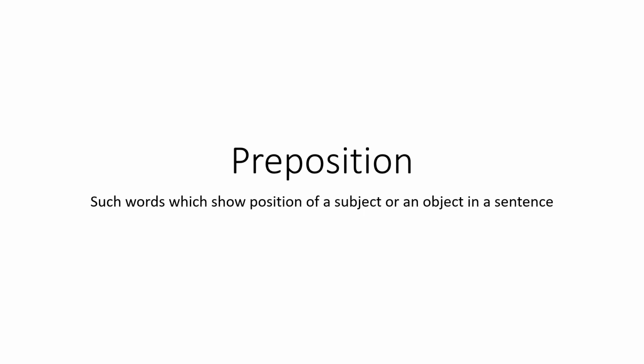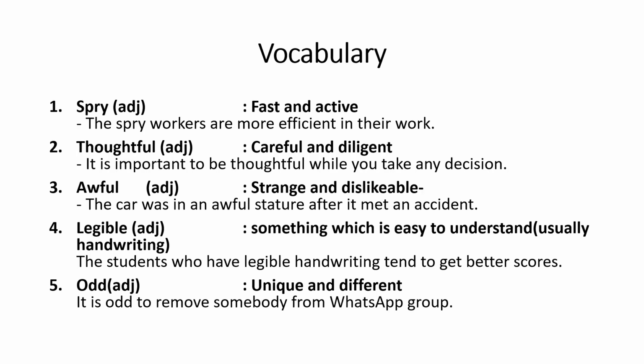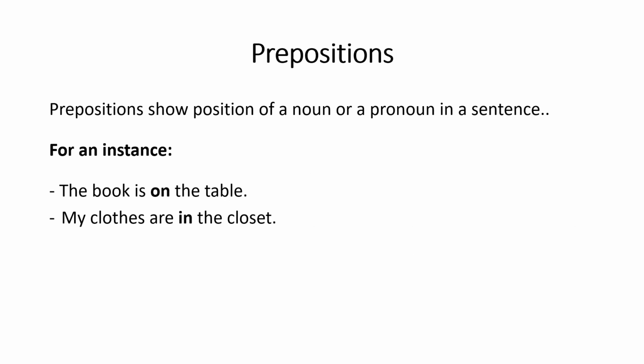Prepositions are such words which show position of a subject or an object in a sentence. Now, to understand it better, let's continue. Okay. Now, let's see two examples. The book is on the table.